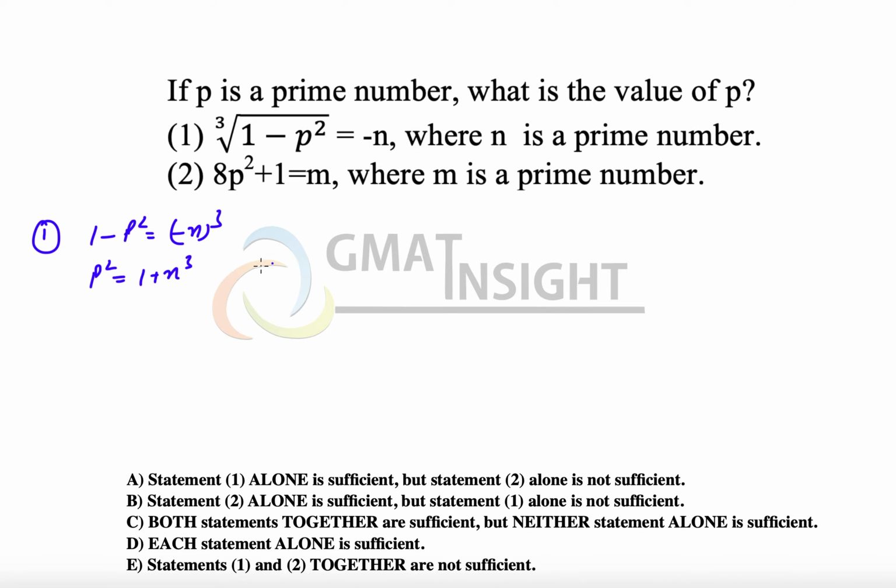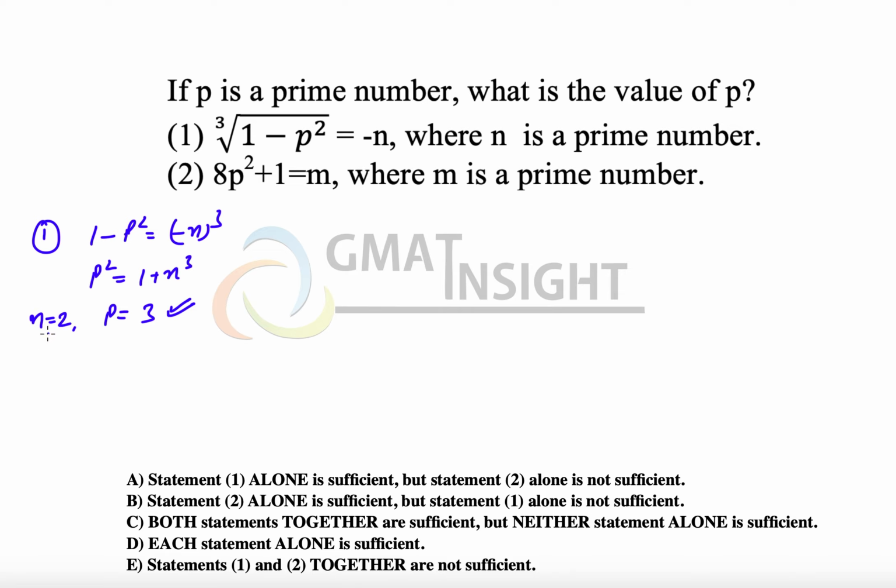Now we know that n is a prime number. So I'm going to substitute several values of n, and all of them should be prime numbers, right? If I take n equal to 2, then P square becomes equal to 9. That means P becomes plus or minus 3, but since we know that P is a prime number, we won't take any negative value. So P has to be 3, which is acceptable because it's a prime number. So there is one possible value of P that we have obtained.